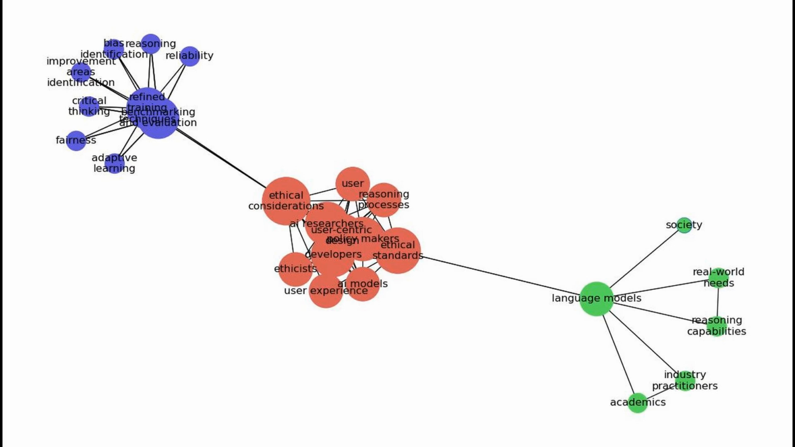3. User-centric design. Research into user interaction with AI models can inform design choices that enhance user experience. Understanding how different user groups interact with models can lead to insights on how to make reasoning processes more intuitive and accessible while maintaining ethical considerations.